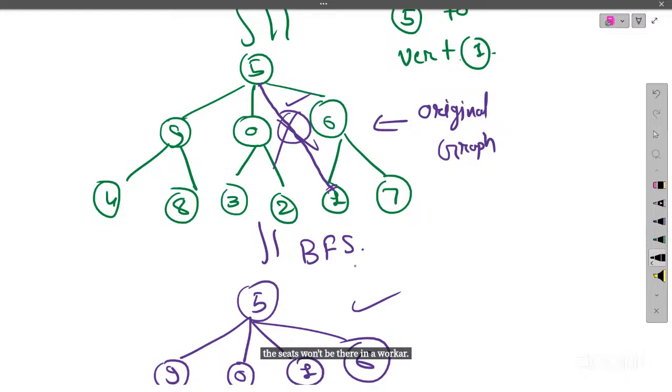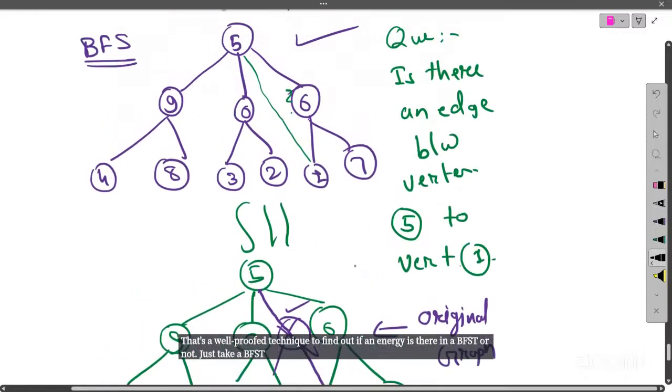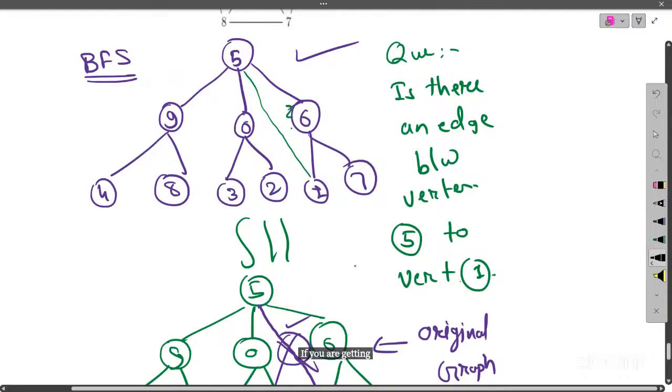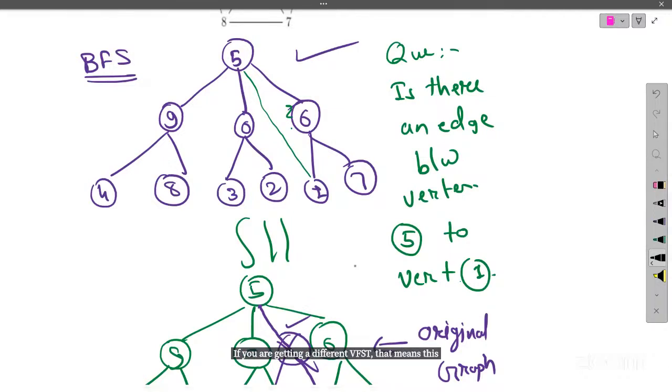That's a well-proven technique to find out if an edge is there in a BFS tree or not. Just take the BFS tree, make an edge, and apply the BFS process again. If you get a different BFS tree, that means this edge should not be there. If you get the same BFS tree, this edge will be there. And you have to start from the same vertex, that is 5.